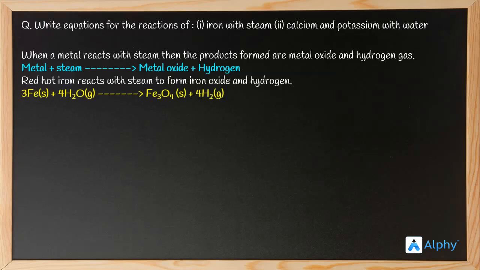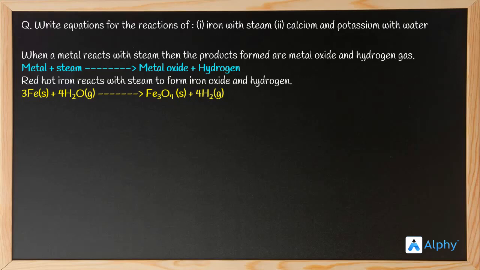Here you can see that water, H2O, is in the gaseous form, right? And water in gaseous form means steam. So we now know that iron reacts with steam to form iron oxide, Fe3O4, and hydrogen gas. The first half of the question is already done. Next, we have to show the equations for the reaction of calcium and potassium with water, so calcium plus water and then potassium plus water.